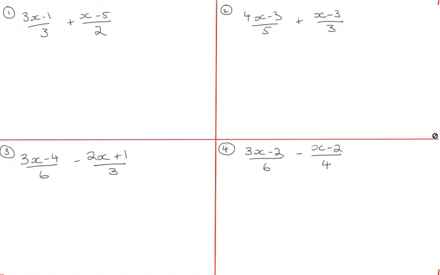Okay, what we're going to do now is you're going to do some questions by yourself. So I want you to do these 4 questions. I'm not going to give you the answers now. I want you to try and do these yourselves. Okay, they are almost the exact same, bar the numbers are different, to the previous questions we just did.